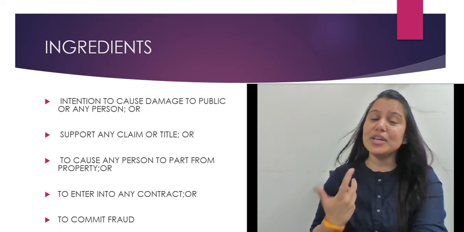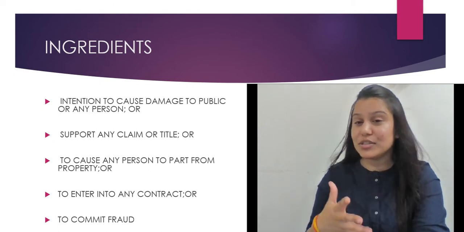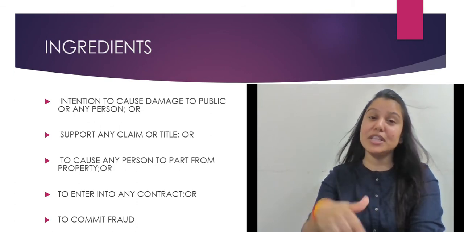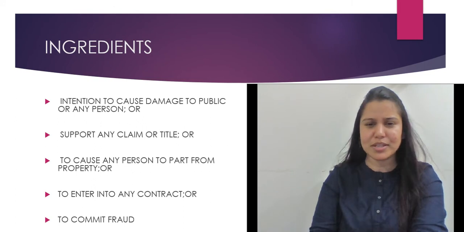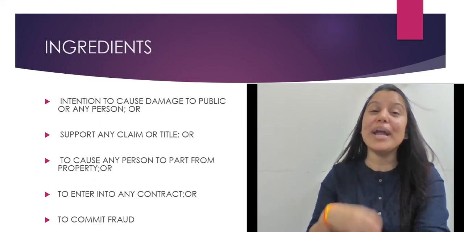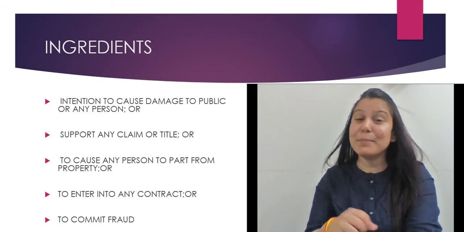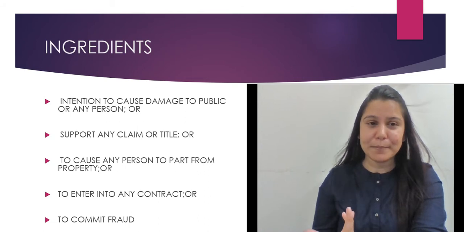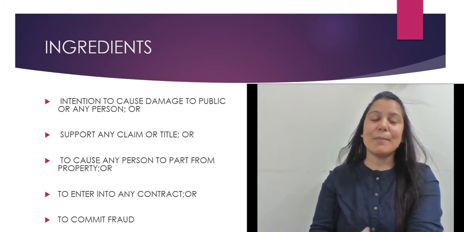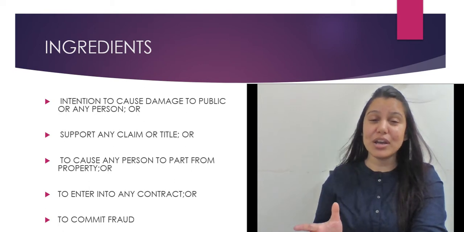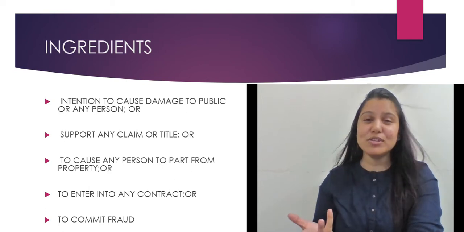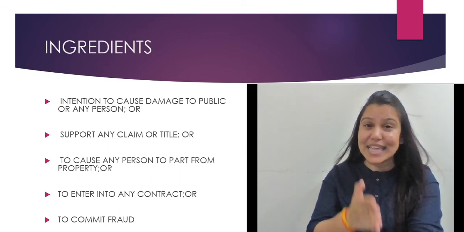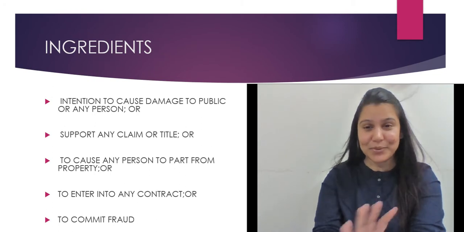Or to enter into any contract. Now there was as such no contract between you and the other party, but you try to make a forged document and then you claim later on that there was a contract between me and that party. So you do so in order to enter into a contract by making that false document, or, very simply, in order to commit fraud. So when you do these things by making a false document or an electronic record, or making any part of the false document or electronic record, then you commit forgery, right?